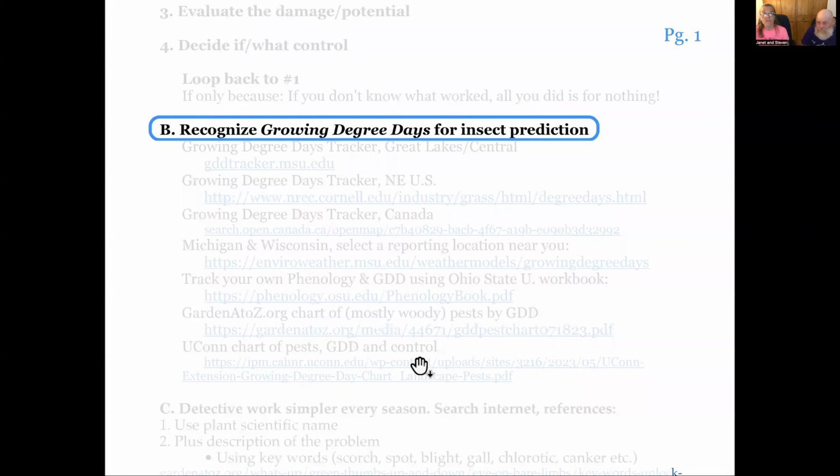And we won't go back over growing degree days, which are important for you to realize, that things go by how much heat accumulates, not by the calendar. So what happened on April 5th one year doesn't always happen on April 5th next year. Might be April 17th or might be March 10th.